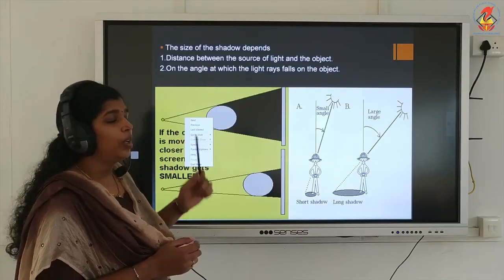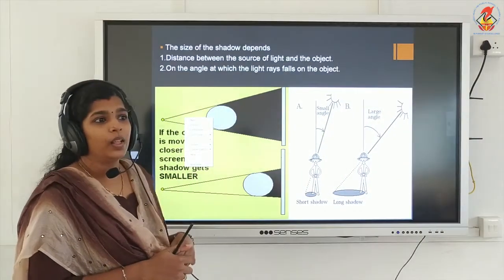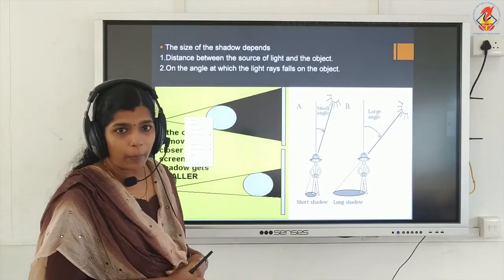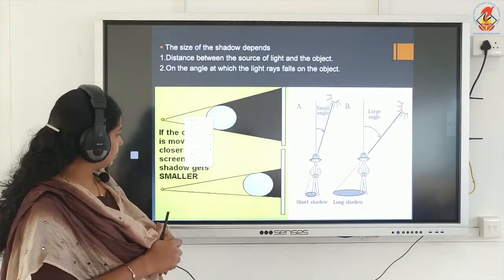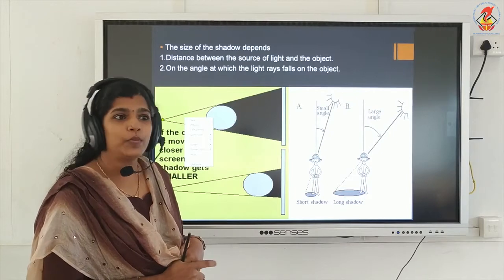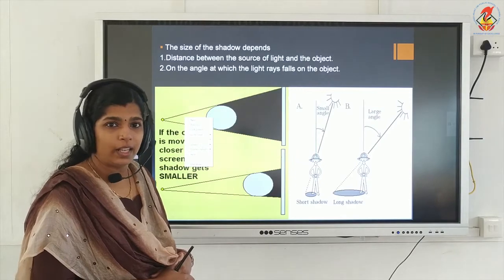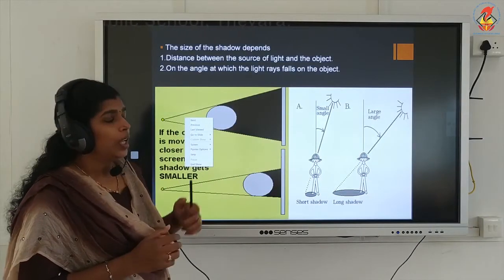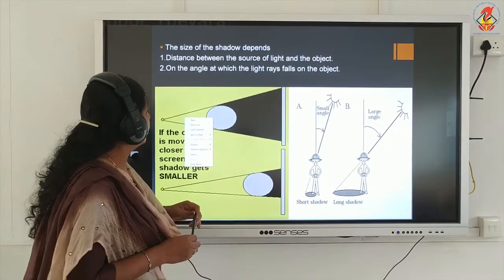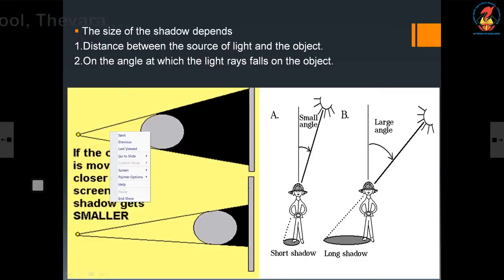If the distance between the opaque object and the luminous object is less, then the size of the shadow will be more. If the distance between the opaque object and the luminous object is more, then the size of the shadow will be less. So, the size of the shadow depends on the distance between the source of light and the object.